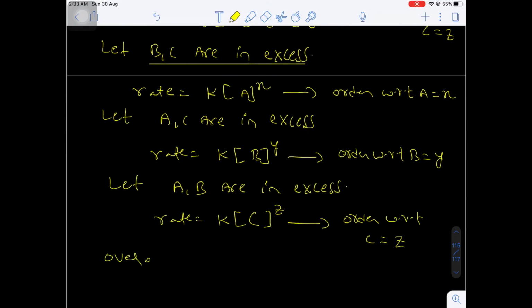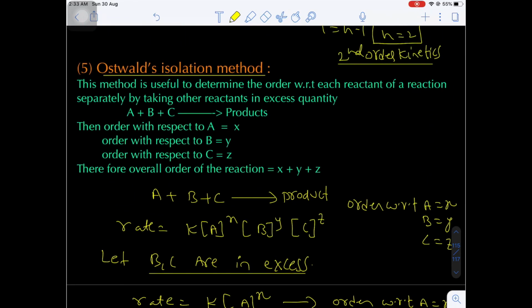So finally we can calculate the overall order, which is X plus Y plus Z. This is called what? Ostwald's isolation method. In this method, more than one reactant is present, out of which only one reactant is taken in small quantity and the remaining reactants are taken in excess quantity. The concentration of those reactants which are taken in excess quantity does not affect the rate of the reaction.